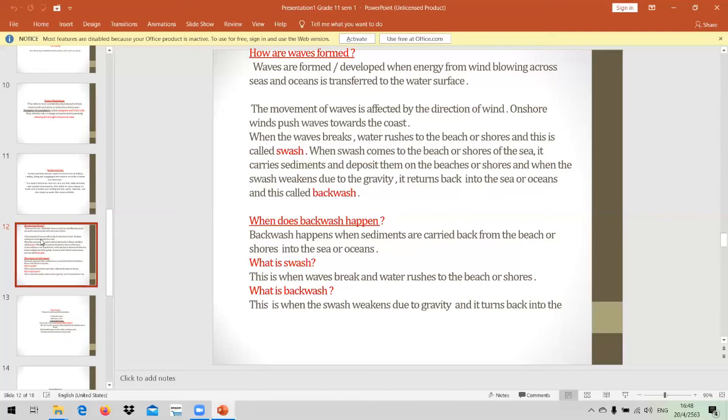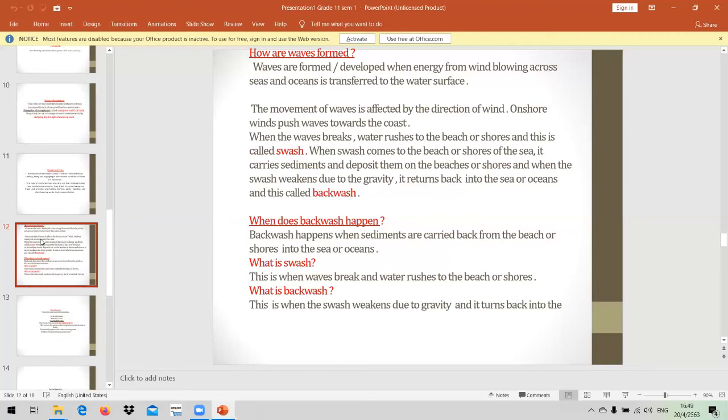When swash comes to the beach or shores of the sea, it carries sediments and deposits them on the beaches or shores. And when swash weakens due to gravity, it returns back, taking a U-turn. It turns back into the sea or oceans, and this is called backwash. Please take note of the difference between these two.